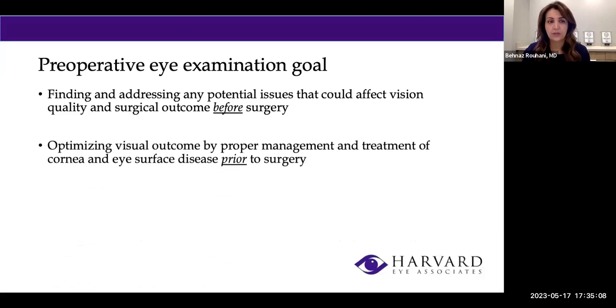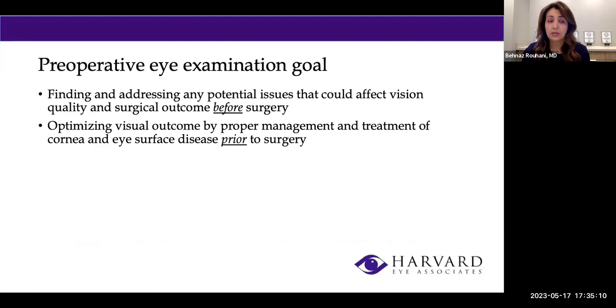Other goals are to optimize visual outcome by proper management and treatment of cornea conditions and overall eye surface health prior to surgery. And again, I'm stressing prior to surgery because it's very important to address those issues and prepare the eyes for surgery to achieve the best outcome.